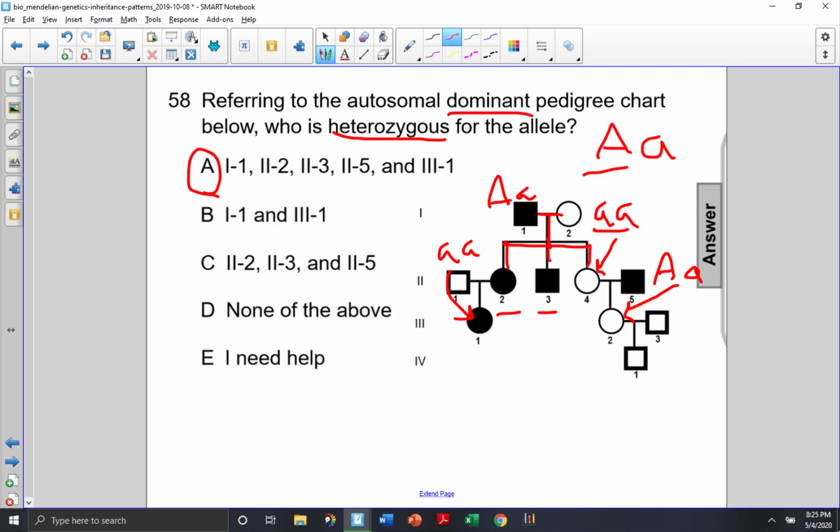Individual 1 in generation 1, and then individuals 2, 3, and 5 in generation 2, and individual 1 in generation 3.